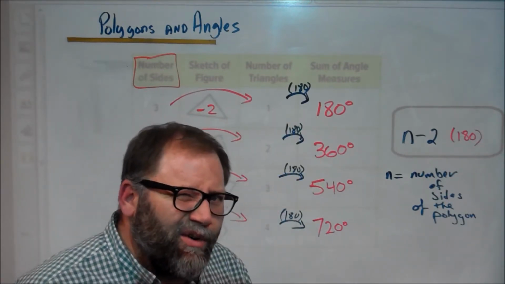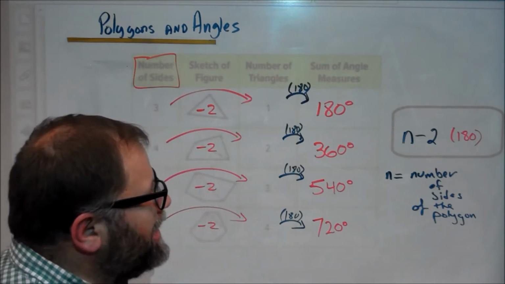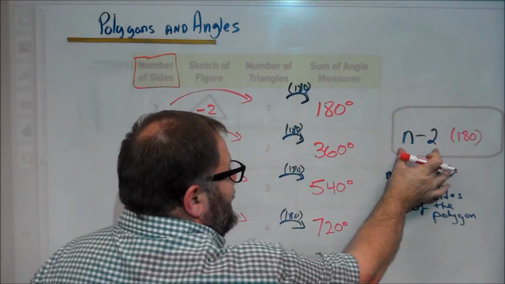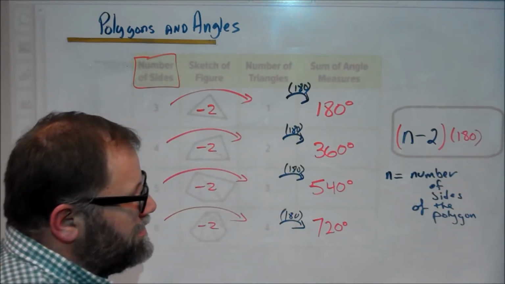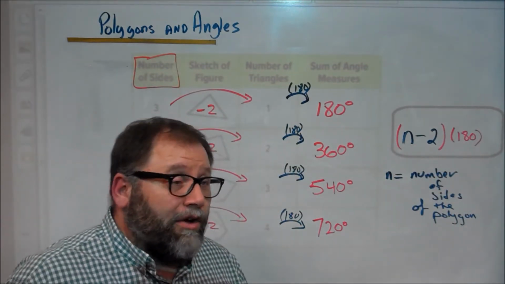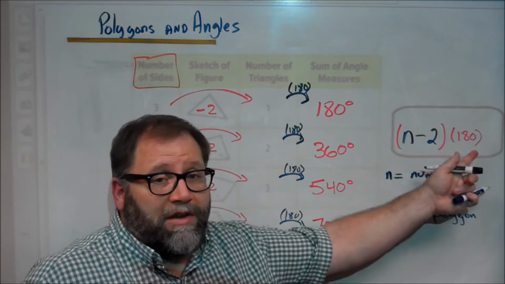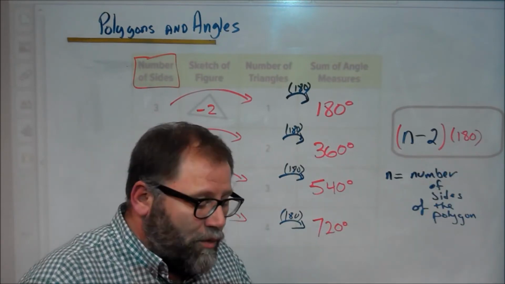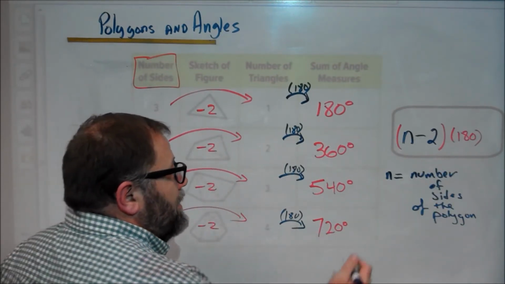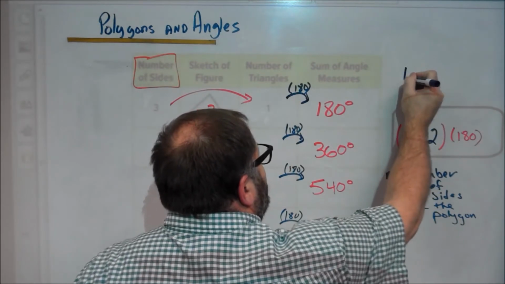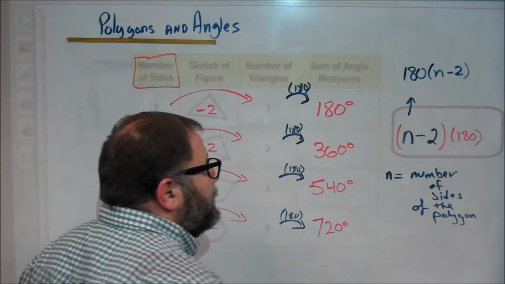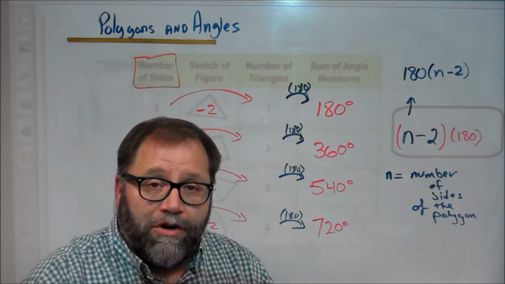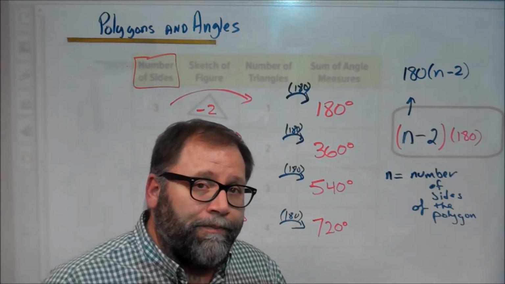That's not right, though, because we multiplied the result of n minus 2. So this is the thing that needs to go in parentheses. Now that's legal: parentheses n minus 2 times 180. But let's write it in a way that's a little bit easier to read. What I really want to do is 180 times the number of sides minus 2, and that will tell us the measure of all the angles of a shape.